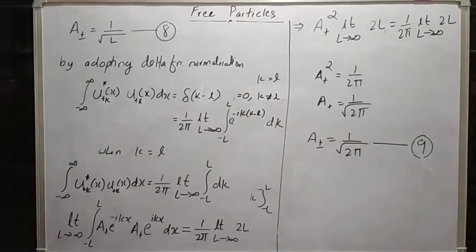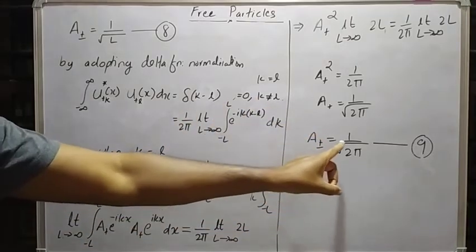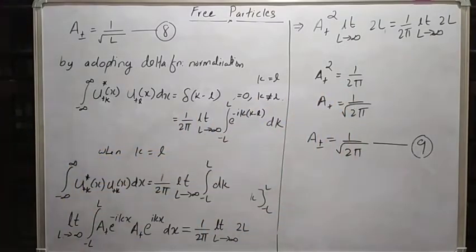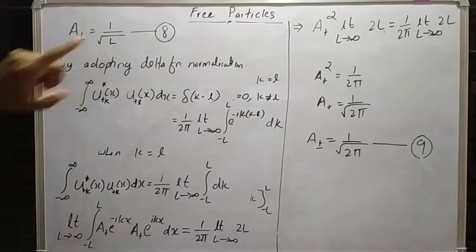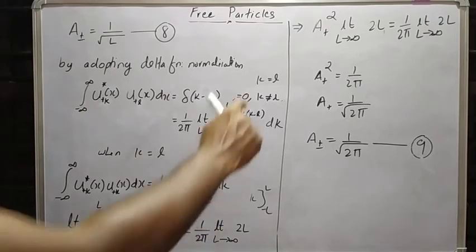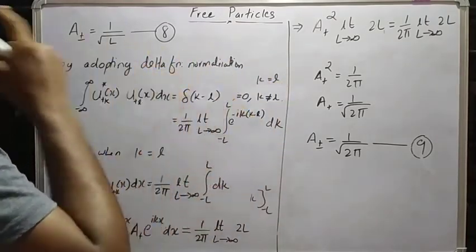So we got a plus or minus by the box normalization condition. We got the constant a plus or minus is equal to 1 over under root L, and by delta function normalization we got a plus or minus equal to 1 over under root 2 pi. In the former case the particle is in a box, it's not quite free. And in the latter case, even if k is equal to L, delta of k minus L is not exactly 1.